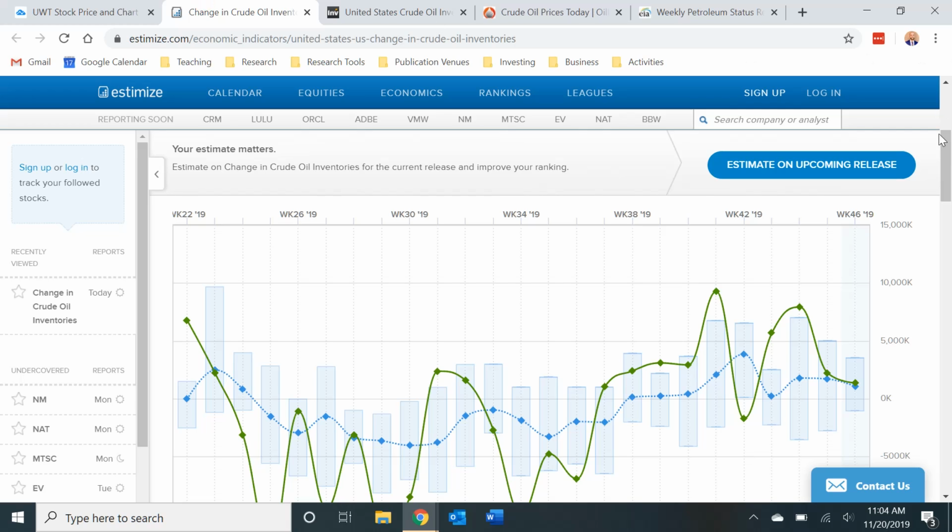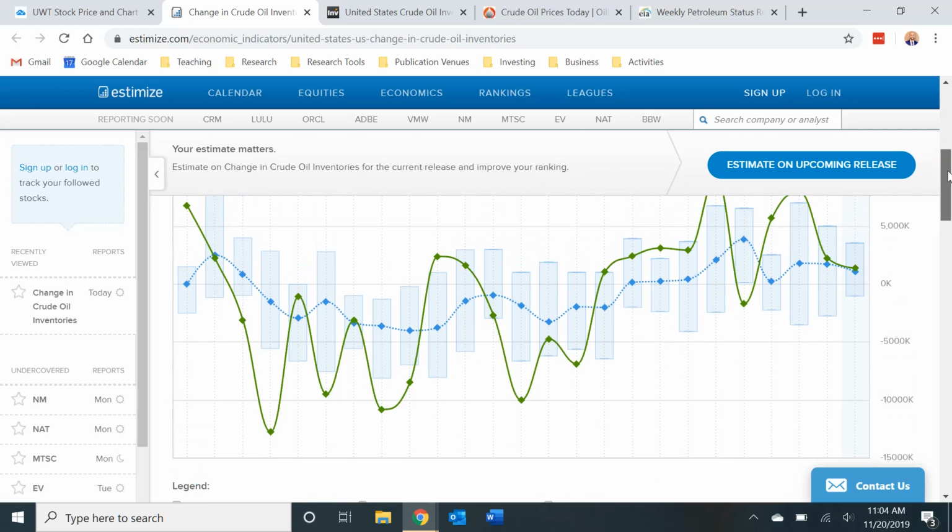crude inventories. Basically, the U.S. has these big warehouses full of crude oil. They've got a certain number of barrels in them. If the inventory is increasing, generally that means that the supply is larger than demand, which pushes prices down. If inventories are decreasing, that means that demand is larger than supply, which pushes prices up.